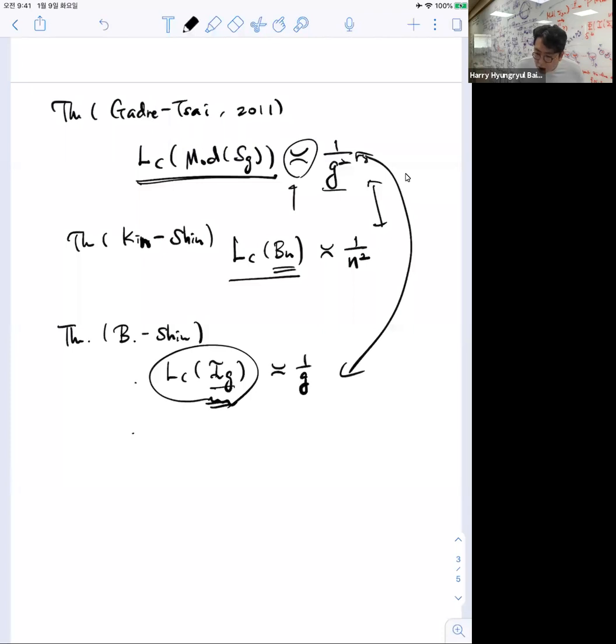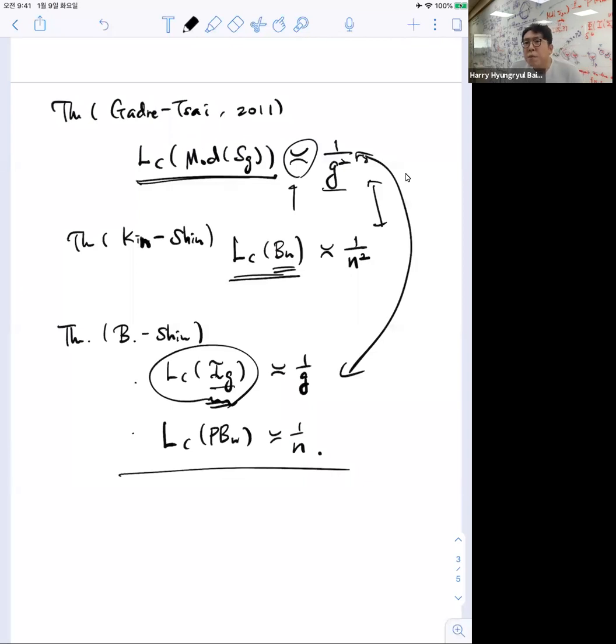And also, similarly, for the case of the braid group, if you look at the pure braid group, which consists of the elements of the braid group fixing the punctures, in this case it's 1 over n. Okay, so the list is very short, but there were some examples which might give hope for the analogous question for the curve graph as some kind of answer.